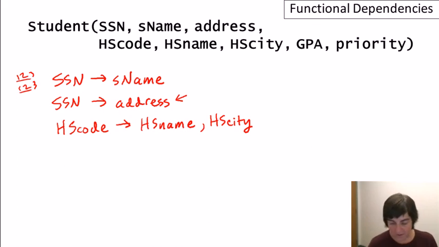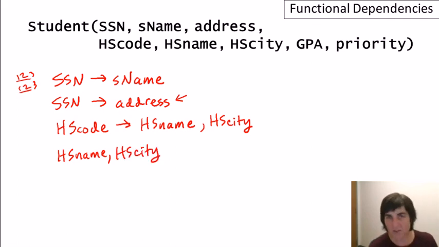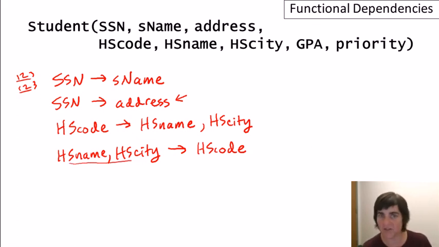Now let's look at one that's a little more complicated, which is one that has 2 attributes on the left-hand side instead. That actually turns out to be a more interesting case. In fact, in this particular case, we can probably reverse the arrow and have a functional dependency in the other direction. If we have a combination of high school name and high school city, I'm going to assume that's unique, that there's never 2 high schools with the same name in the same city. And if that's the case, if that's unique, then we would expect a functional dependency to the high school code. Anytime we have the same name and city, we're talking about the same high school, so we should have the same code.